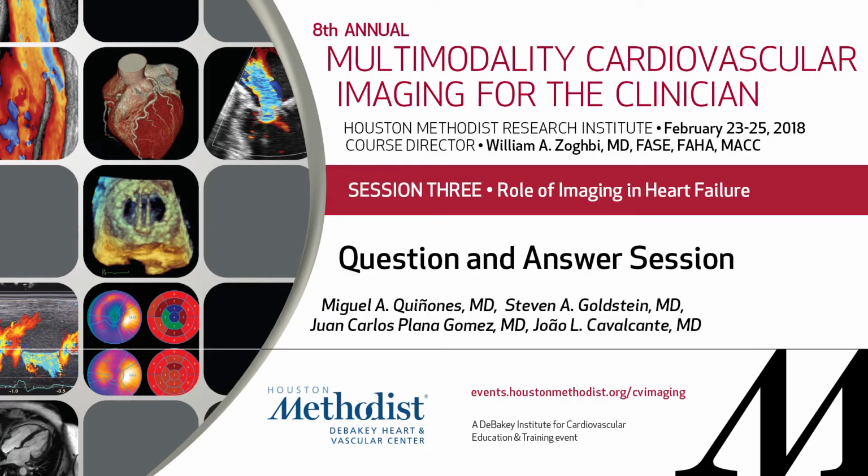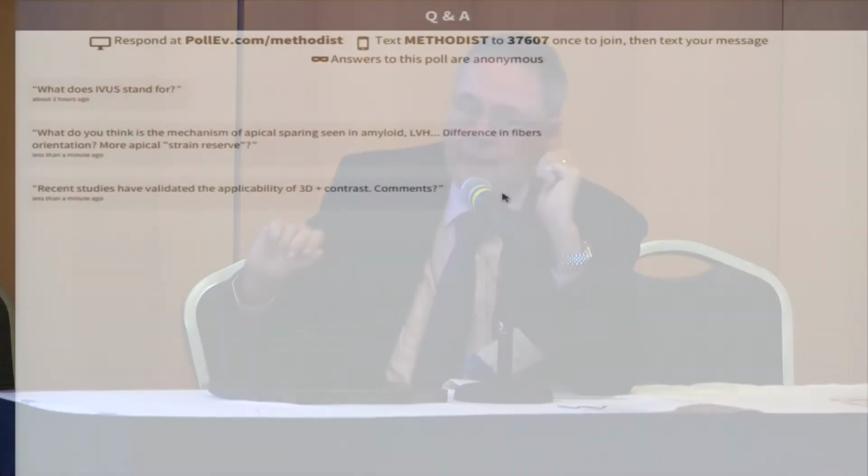You showed very nicely in a graph what we see every day, a discrepancy between the TAPSE and the actual fractional shortening of the cavity. Sometimes the RV looks really bad and the TAPSE is preserved, and vice versa. How do you manage those discrepancies on a day-to-day basis?